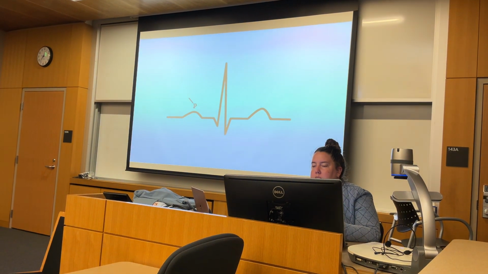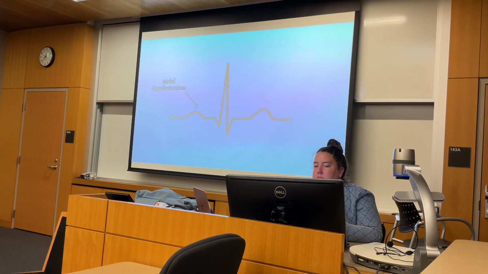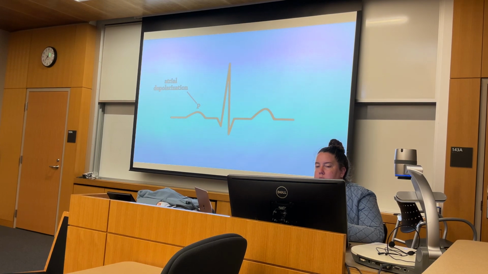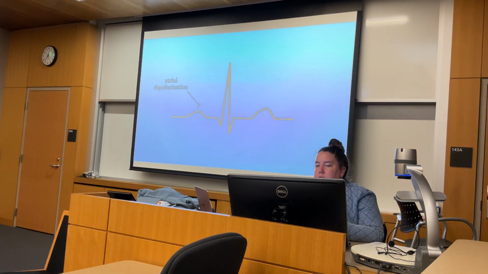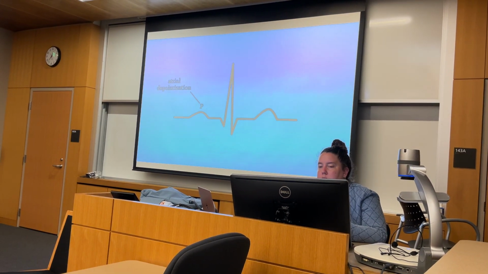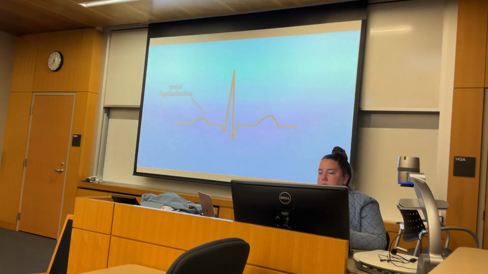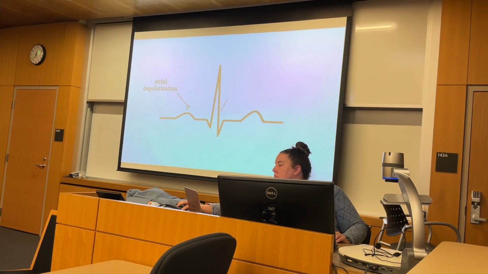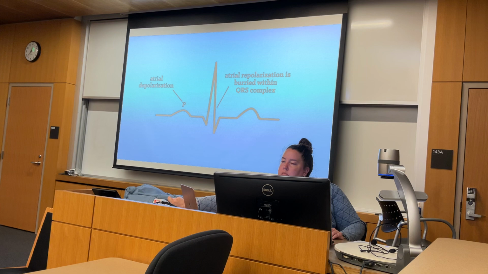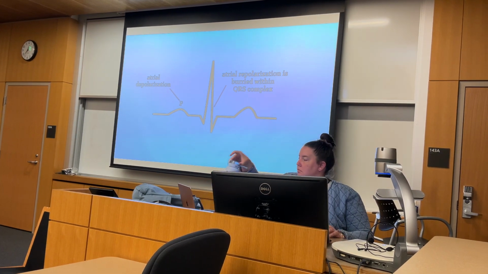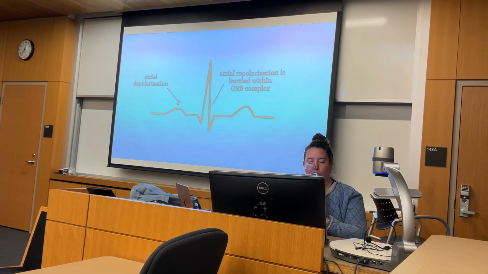The P wave represents depolarization of the atria. The duration of the P wave correlates with conduction time through the atria. For example, if conduction velocity through the atria decreases, the P wave will spread out. Atrial repolarization is not seen on a normal EKG because it is buried under the QRS complex.